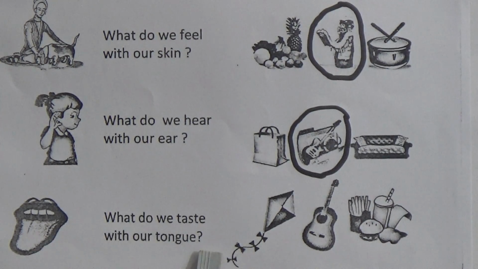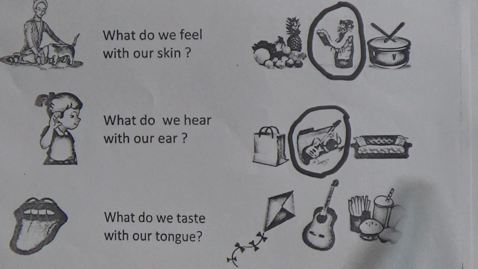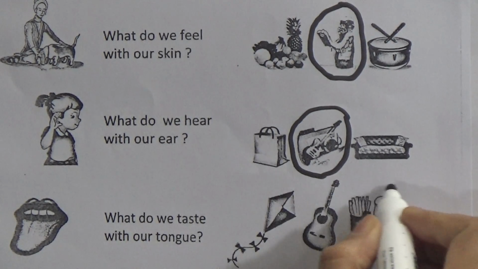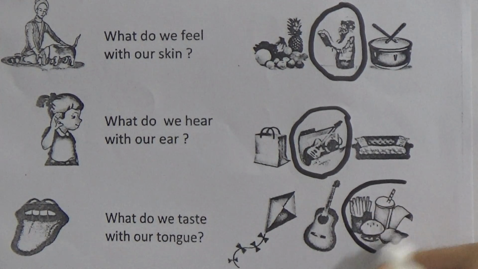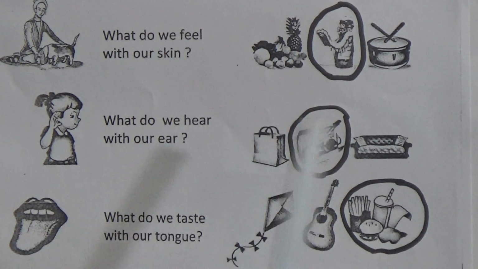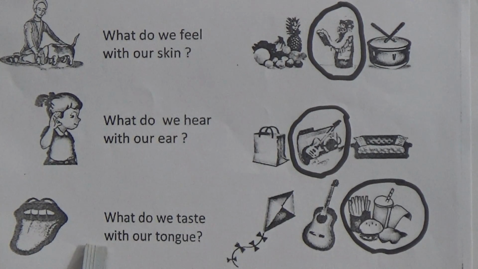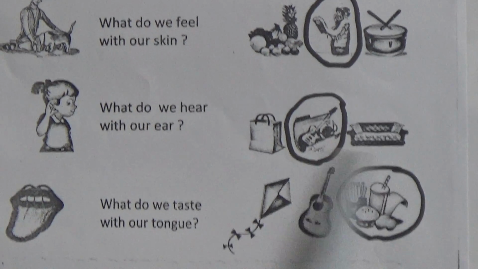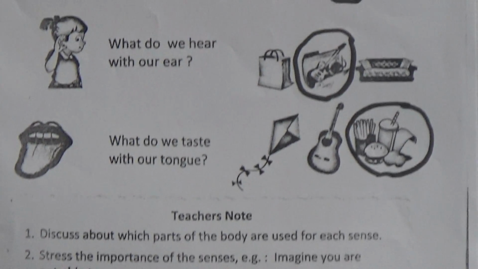And now, last one. What do we taste with our tongue? Among these three pictures, here are some foods. So it will be the answer. We will circle this food. We taste food with our tongue, so this is the correct one.